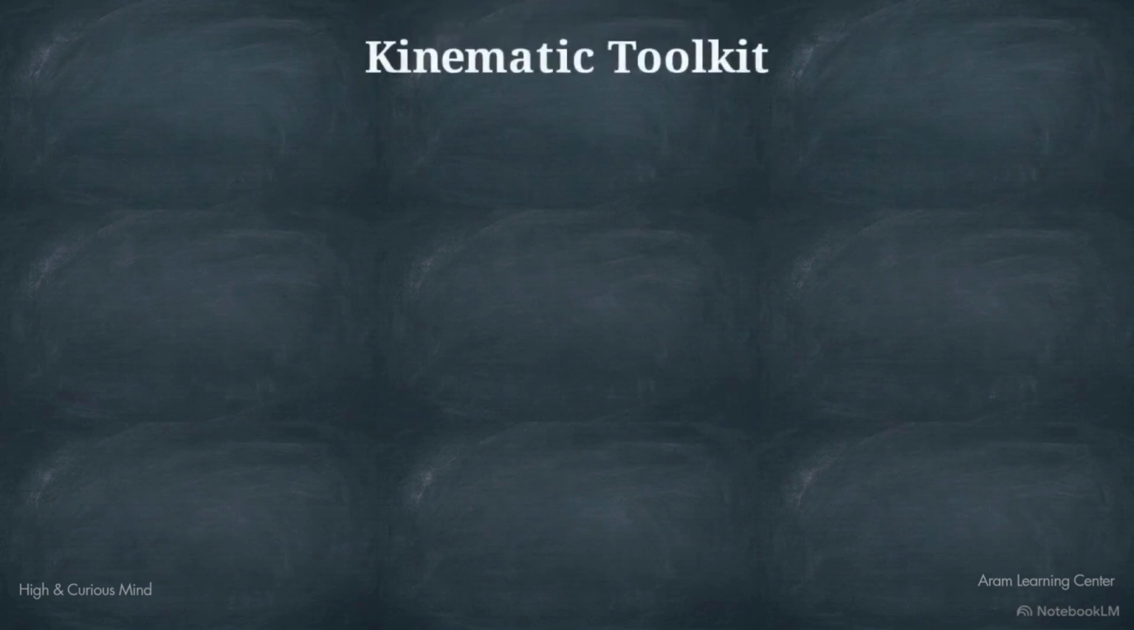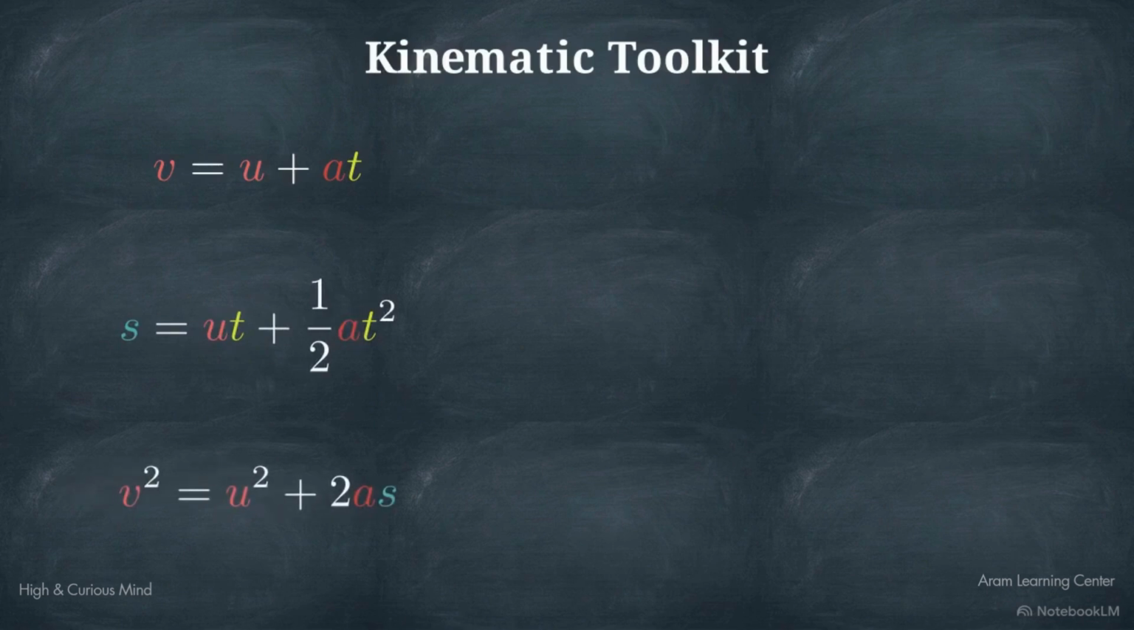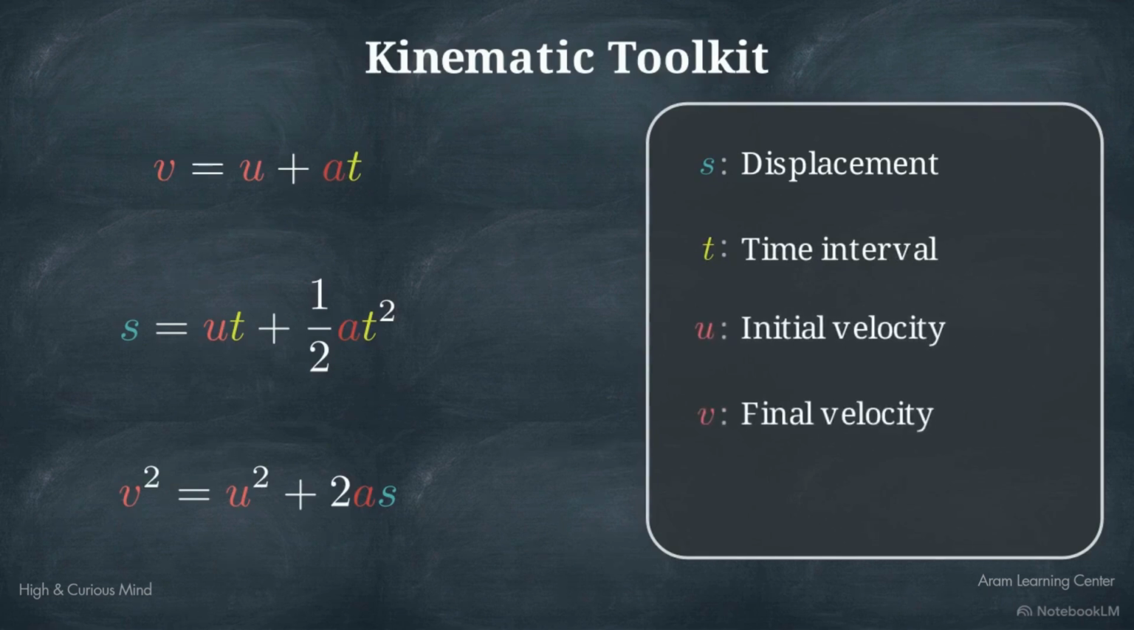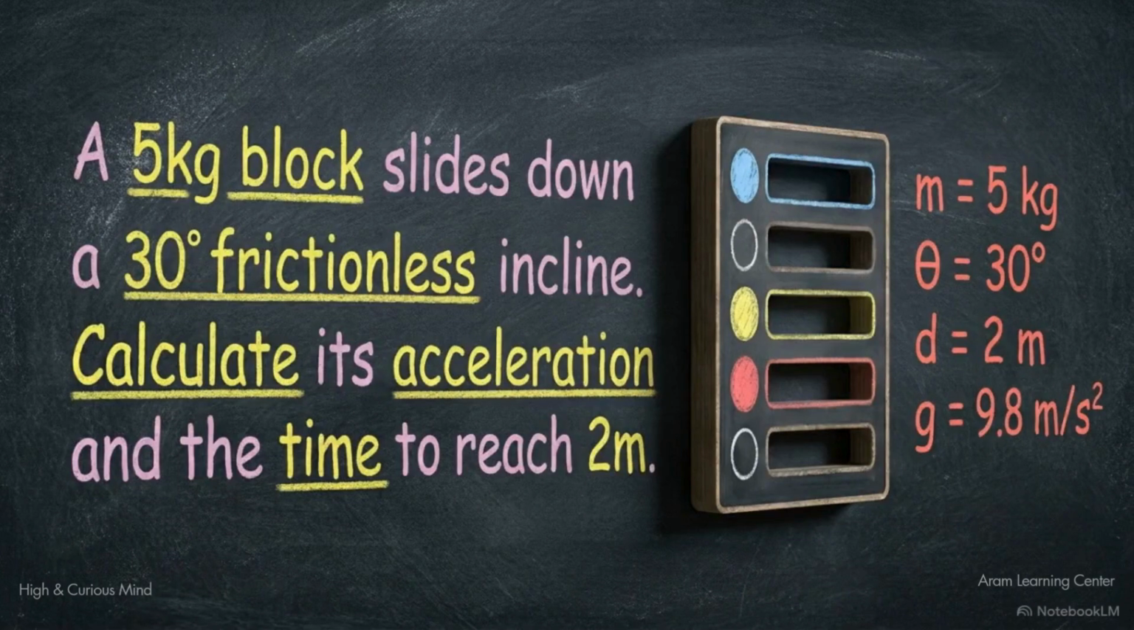To solve more complex problems involving constant acceleration, we use a specific set of equations that relate displacement, velocity, and time. These equations rely on 5 variables: S for displacement, T for time, U and V for initial and final velocity, and A for acceleration. Memorizing formulas is just the first step. Mastery requires identifying which variables are provided in a problem and which must be calculated.